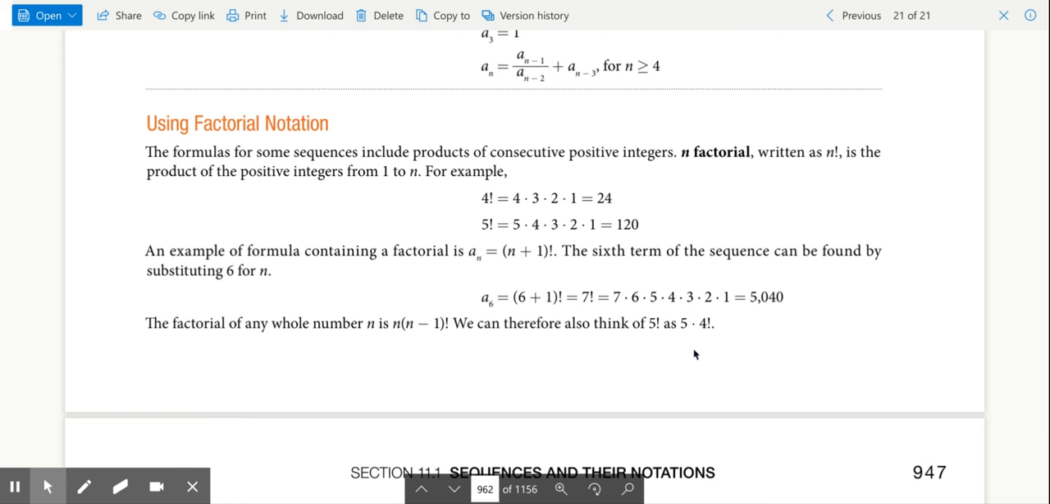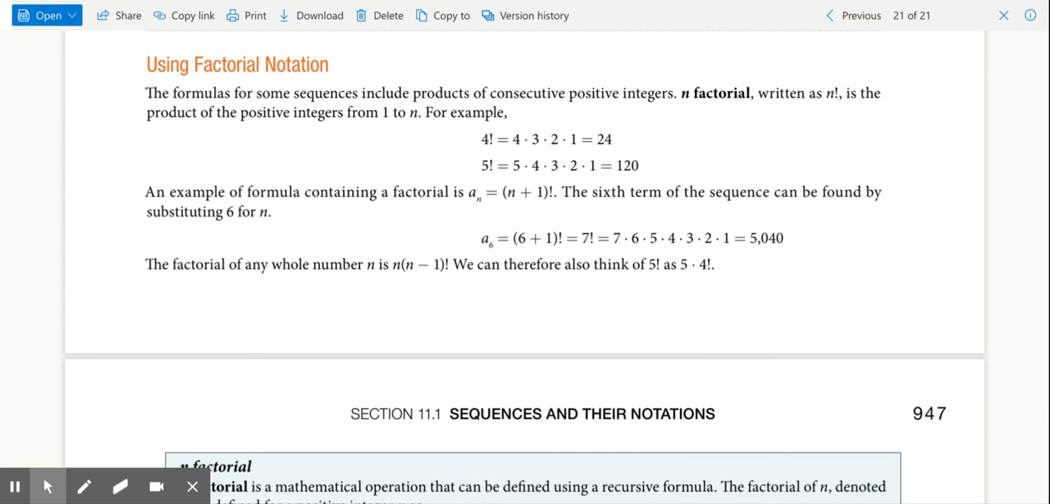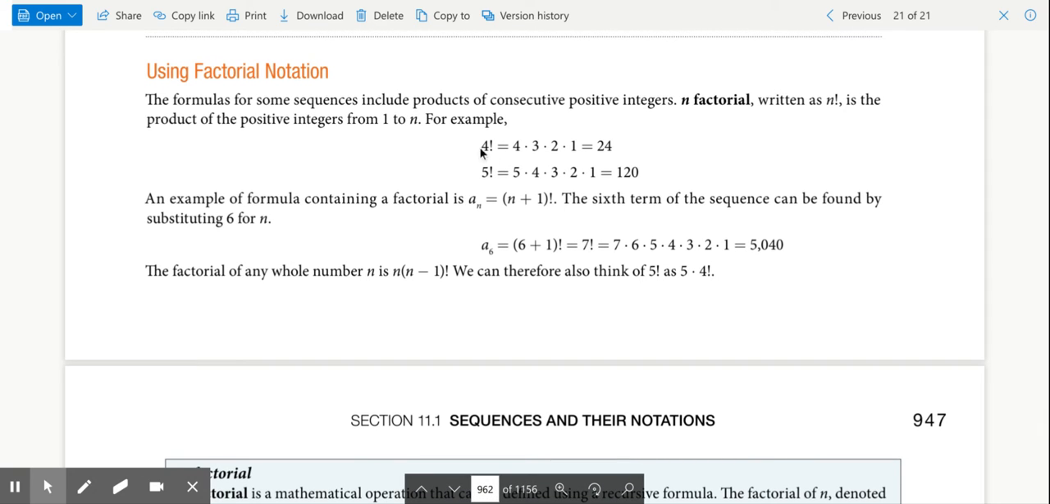But anyway, let's talk about factorials. So factorial, this is the notation for a factorial. You use an exclamation point. And it means take that number and multiply it by all of the preceding numbers. So 4 factorial is 4 times 3 times 2 times 1. 5 factorial is 5 times 4 times 3 times 2 times 1. So it's that number times all of the preceding numbers down to 1. Obviously not 0, because that would just cancel the whole thing out.